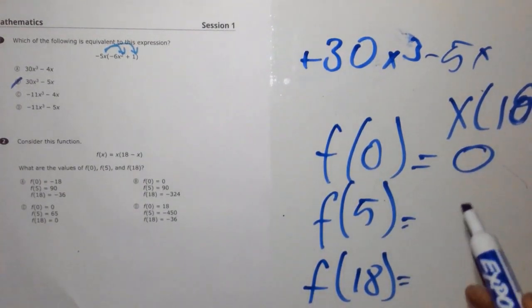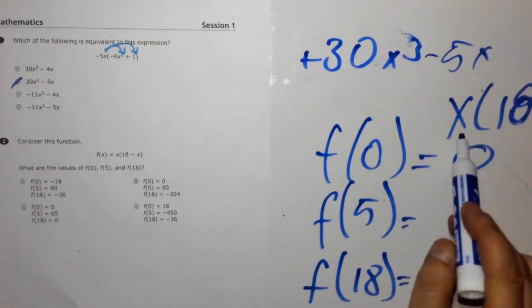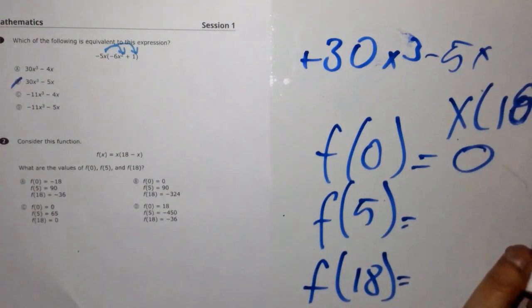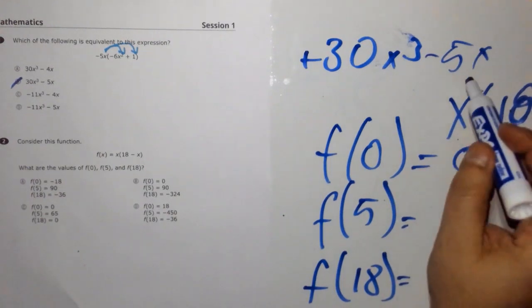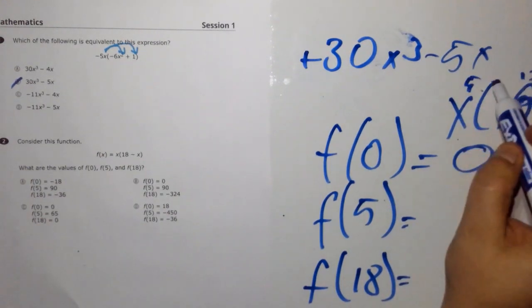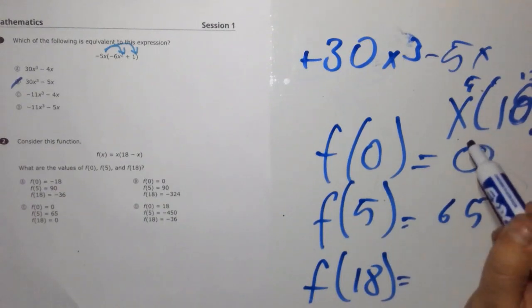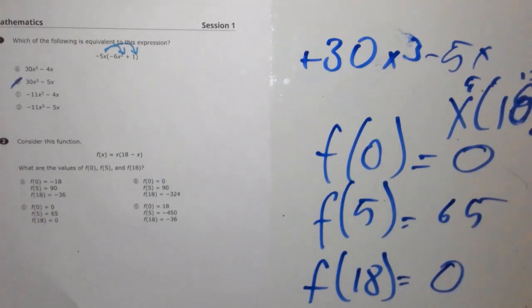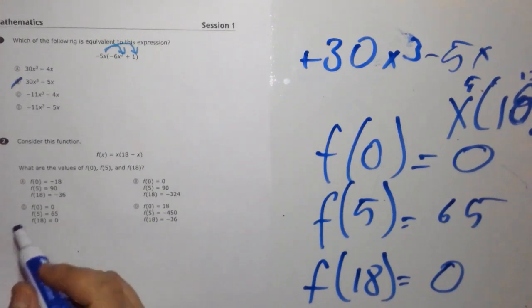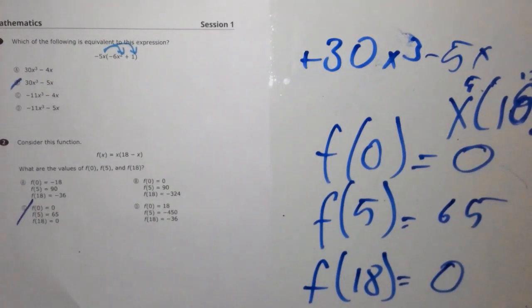being 0. When I put 5, 5 times 18 minus 5, which is 13. 5 times 13 will give me 65. So 18 minus 18 will make this a 0, still going to be a 0. So my answer will be C.